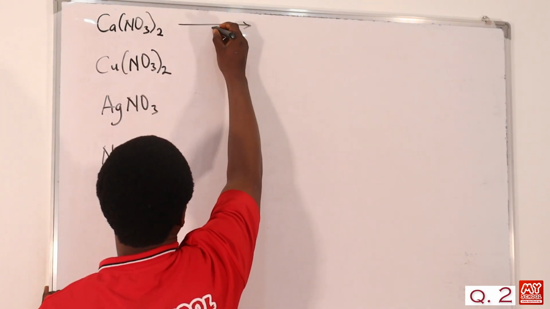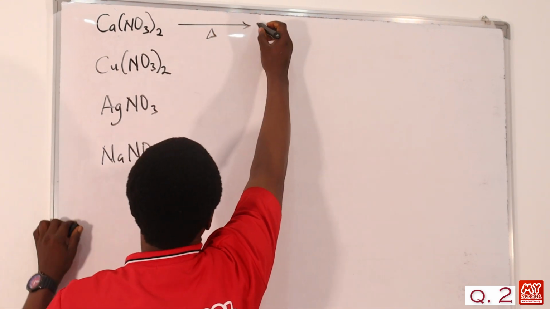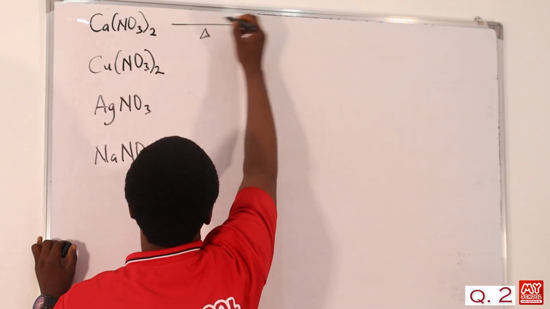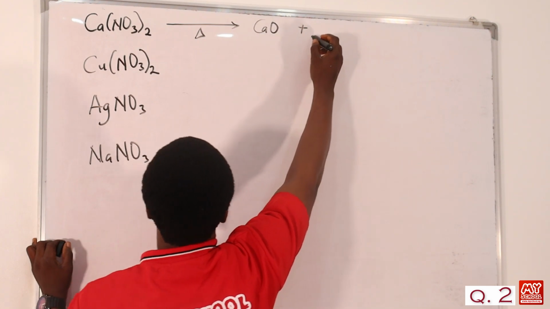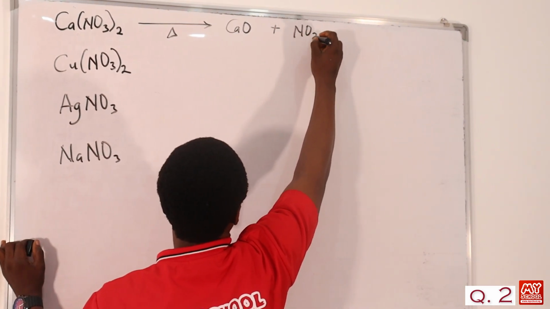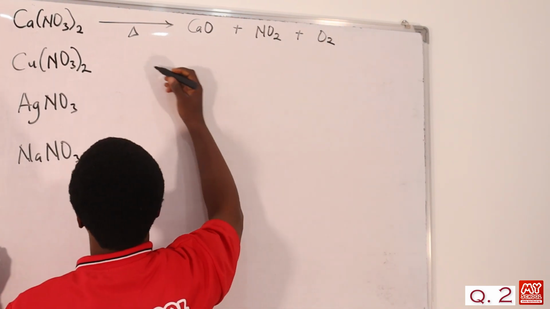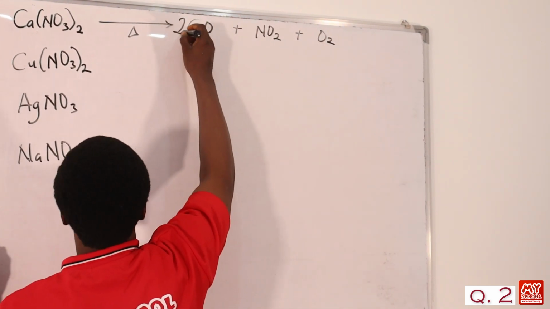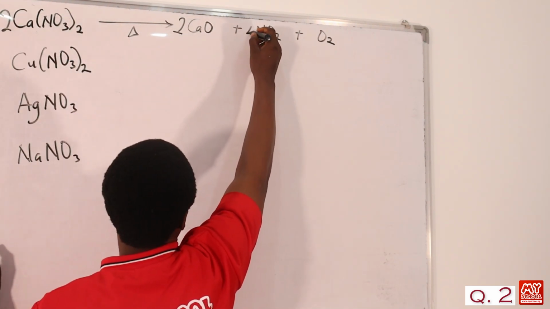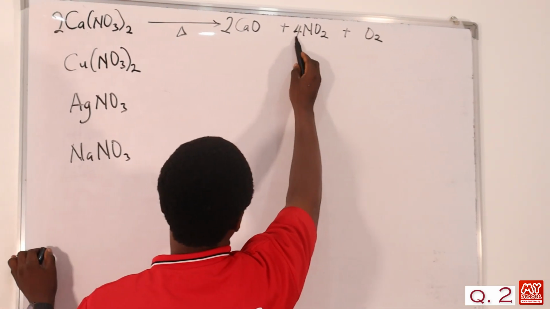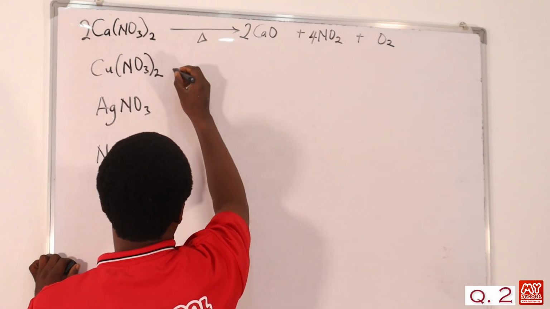So you have this, then we have a triangle here. When we see delta, it means heat is being applied. So when we decompose this, we are going to have calcium oxide, plus NO2, plus oxygen. If we balance that equation, we have 2 here, because we have 2 here. Then nitrogen will be 4 here. This is 2 and 2, that's 4. Calcium is here. So you can just balance the equation.